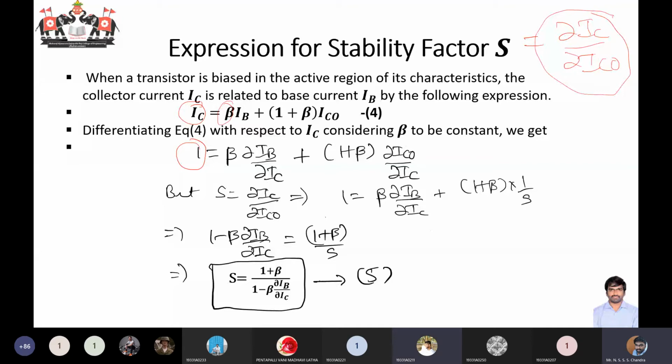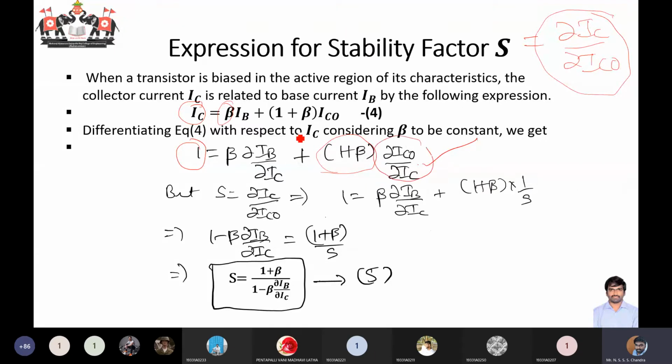Beta into ∂IB by ∂IC, plus again this is the constant 1 plus beta, so this will be equal to ∂IC0 by ∂IC. Now you know that S is equal to ∂IC by ∂IC0.